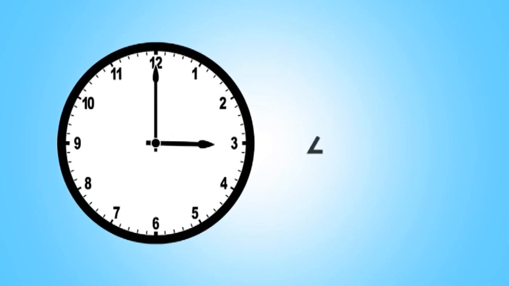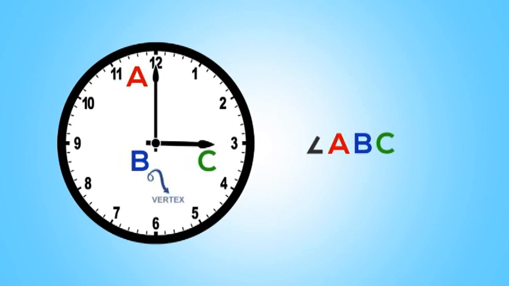We label angles using this symbol and 3 capital letters assigned to a point. The clock right now reads 3 o'clock p.m. If we place a point on the long and short hands of the clock and label them A and C, and then label the point where they meet as B, we can then name this angle, angle ABC. The vertex of an angle will always be represented by the second letter.